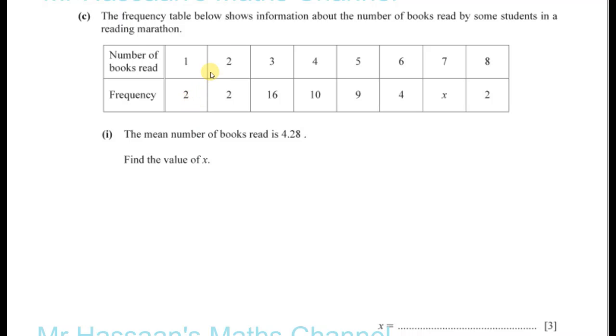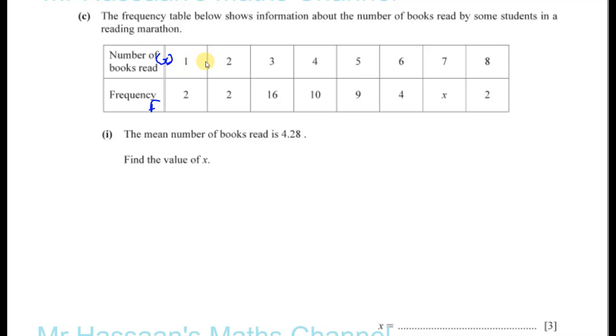Okay, so 2 people read 1 book, 2 people read 2 books, 16 people read 3 books, 9 people read 5 books, and so on. So we know exactly how many books were read by how many people, except for one that's missing here. We don't know how many people read 7 books. But we know that the mean number of books is 4.28, and we've got to find the value of x. So to find the mean here, this is a frequency, and this is x. There's no estimating x. We know exactly what number x is here.